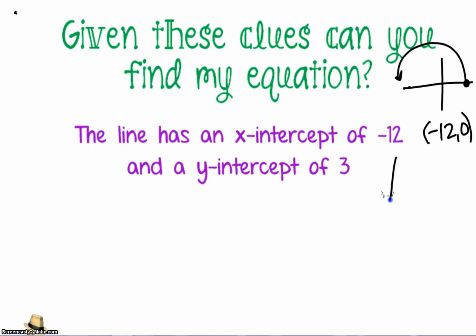And then let's talk about a y-intercept. It crosses at 3. So what is your x value? Well, it didn't go anywhere, so your point is 0, comma 3. Now you have 2 points.